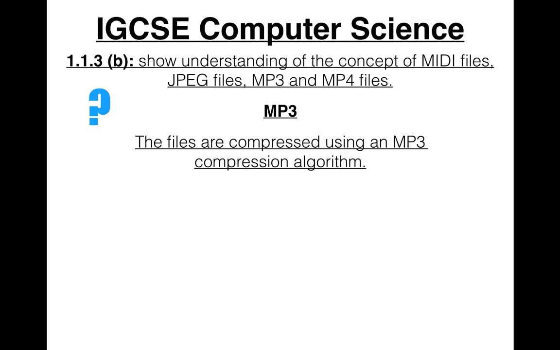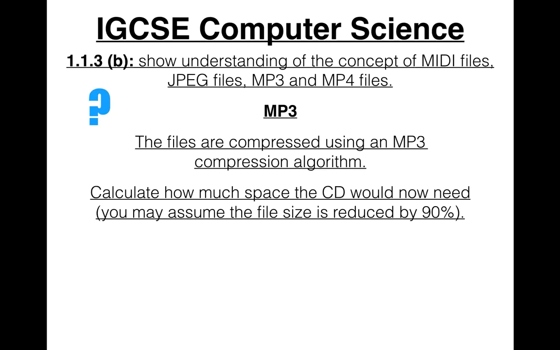The files are compressed using an MP3 compression algorithm. So calculate how much space the CD would now need. So we're assuming the file size is reduced by 90% or reduced by a factor of 10, whatever you want to call it. So 192 over 10 gives us 19.2 megabytes.